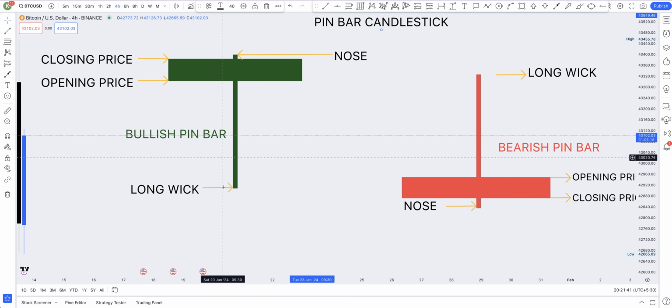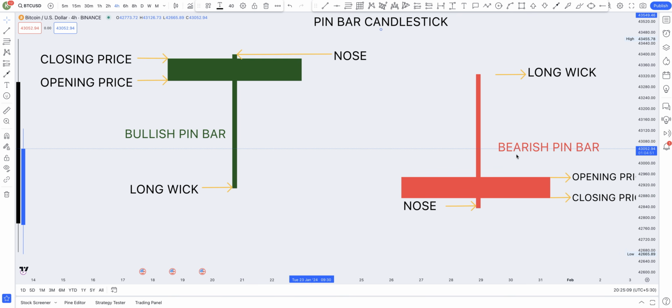So this is what we call the nose when it comes to a pin bar. This is the nose and this is the body. So we are talking about the body, not the wick. This is the long wick. Price opened here and closed here. So this is the bullish pin bar. We will do some examples on a real chart for you to really understand what it means when you see a bullish pin bar on your chart, and anytime you see it, it signifies reversal to the upside.